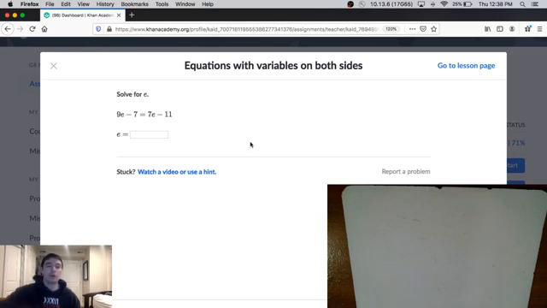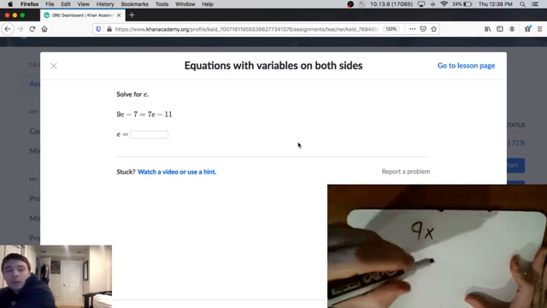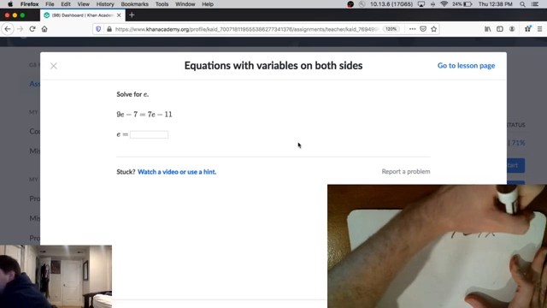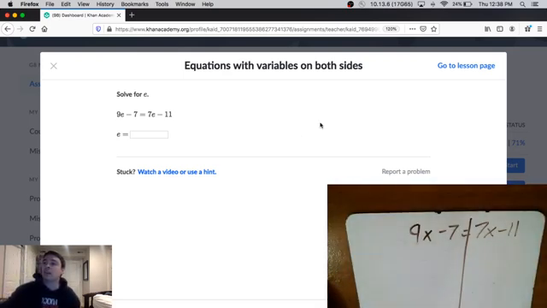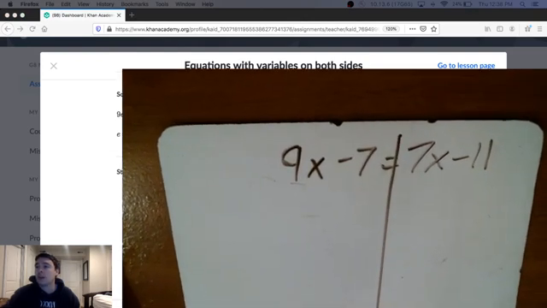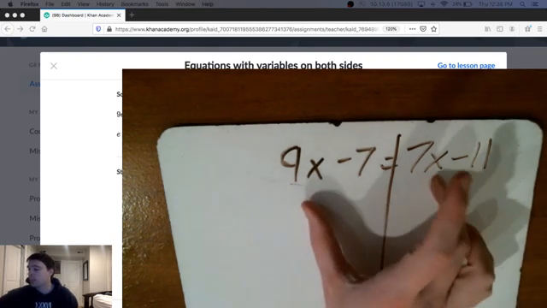So here is our first example. They're using the letter E. I have a tough time drawing E's, so I'm just going to write X on my whiteboard. But it says 9 times E minus 7 is equal to 7 times E minus 11. So this is an equation that's just a number statement, and in this case what they're trying to tell us is that whatever 9 times X minus 7 is needs to produce the same exact value as 7 times X minus 11. And our job is to figure out what is that X number.